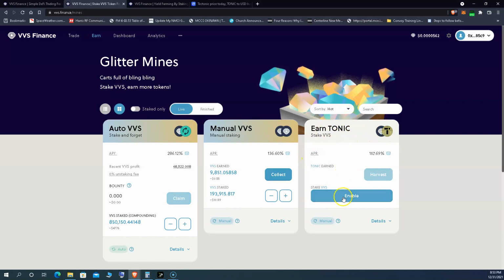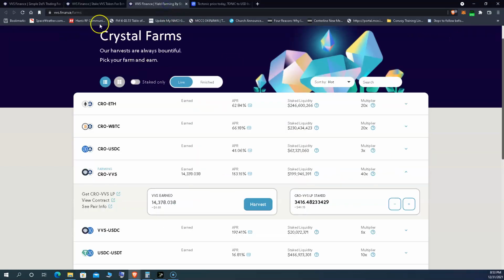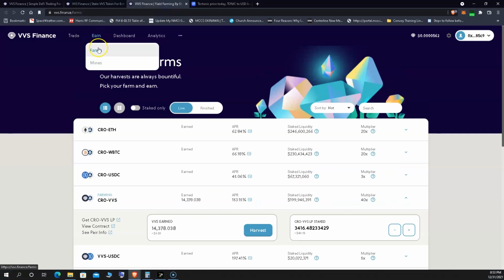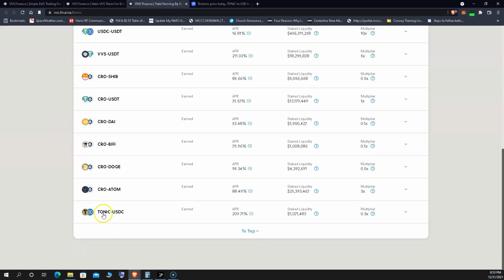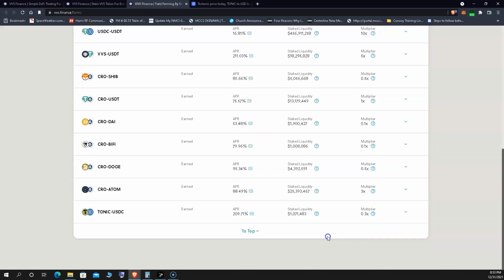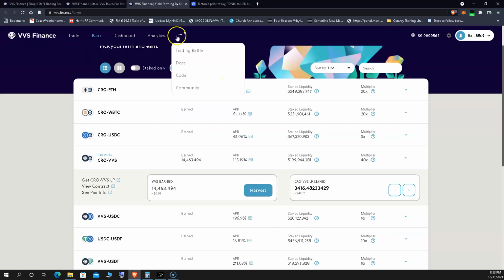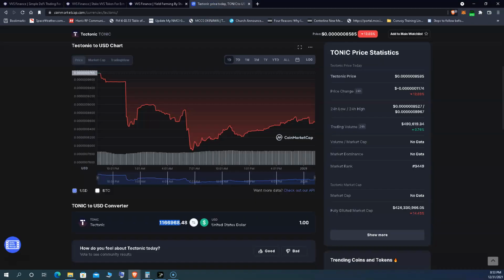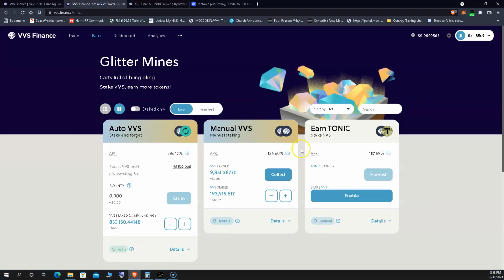And then when you earn your Tonic token, you can actually come over here to the farm side of the VVS site, and you can go all the way down to the Tonic USDC token pair, and you can stake for 209% APR here. And even if you put in $100, it says in a year you'll make 700. I'm not a financial advisor, but seven times your money in a year sounds good to me. So that's that with the Tonic token.